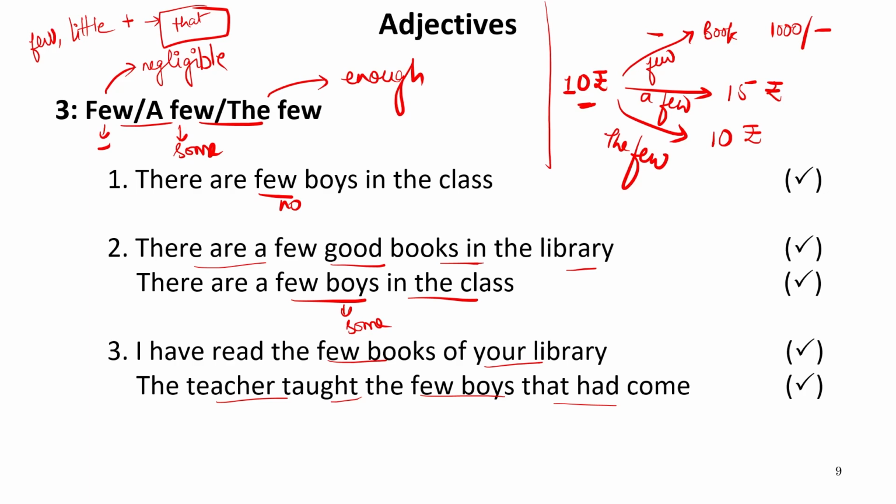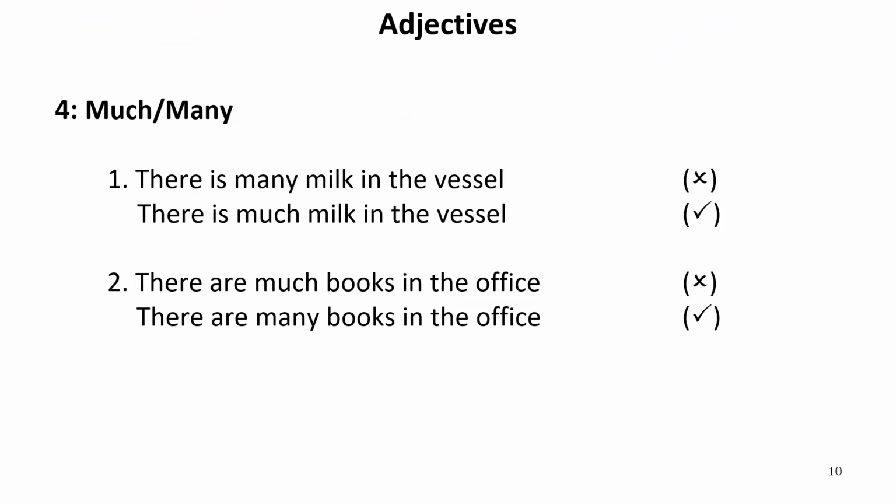Now let us move to the next one. Now we have the words much and many. I hope you got the difference between few and little, and also the difference among few, a few, and the few, and little, a little, and the little. Now we'll learn the difference between much and many. Again, this is very, very simple. Much is used before uncountable nouns and many is used before countable nouns. That's it.